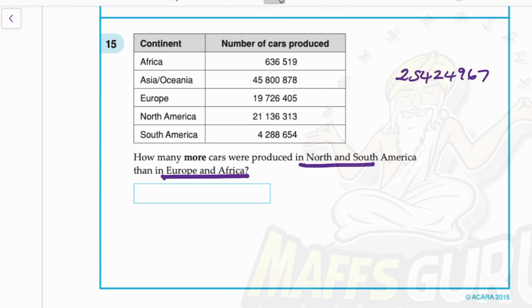Yep, okay. So what are we going to do now? We're going to add Europe and Africa together. So 197,26405, and we're going to add on Africa to that of 636,519. Gives me 20362924, and I'm going to subtract those away from each other. And what am I going to get?